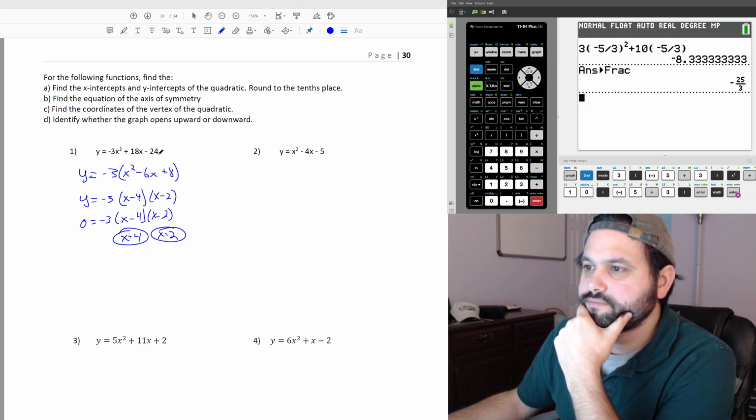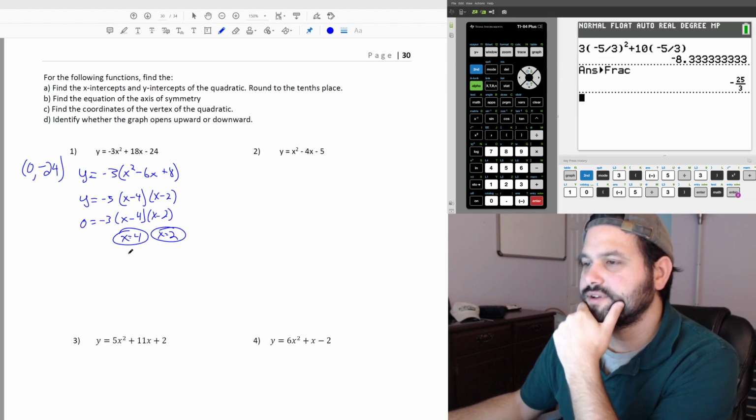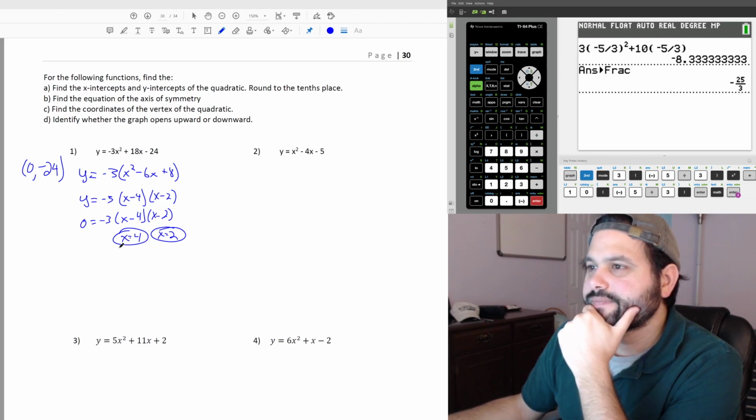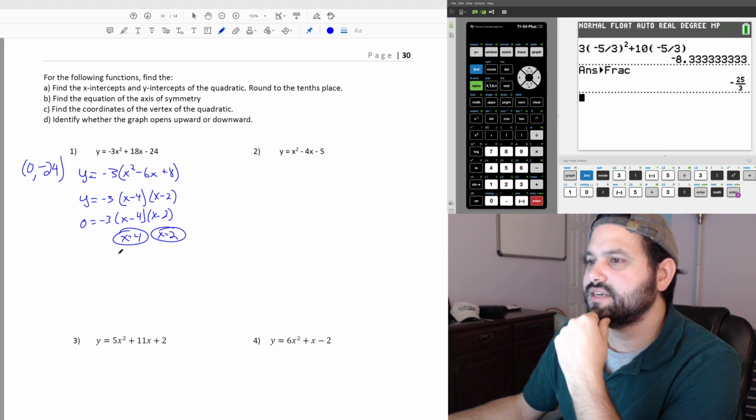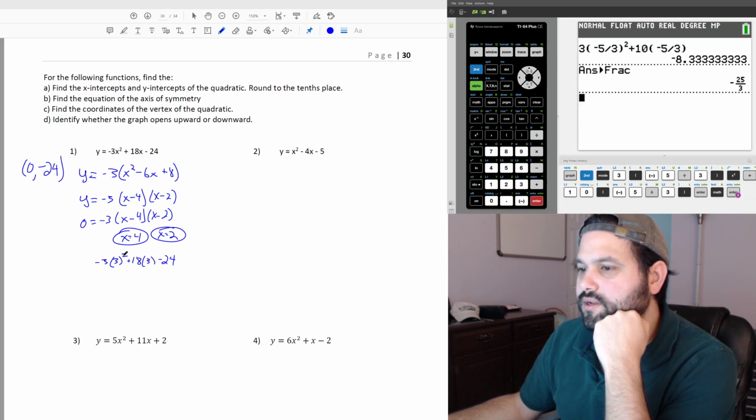Y-intercept is negative 24. I'm going to write that as a coordinate point just so I know it's the y-intercept, so I don't have to keep writing y-intercept all over. Vertex of the quadratic, let's see, right in the middle of these would be 3. So let's plug 3 into this quadratic. And let's see what we get when we simplify.